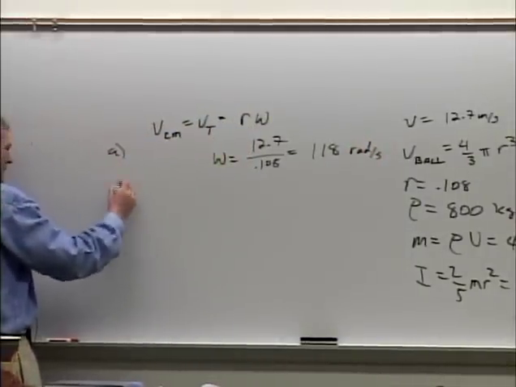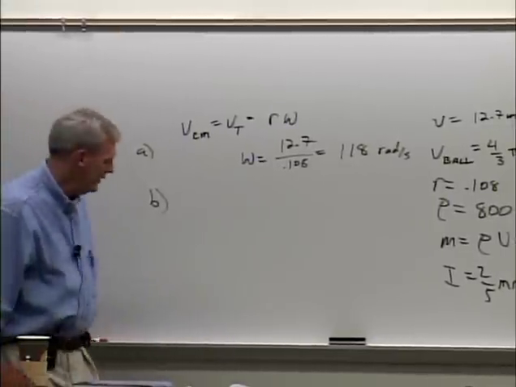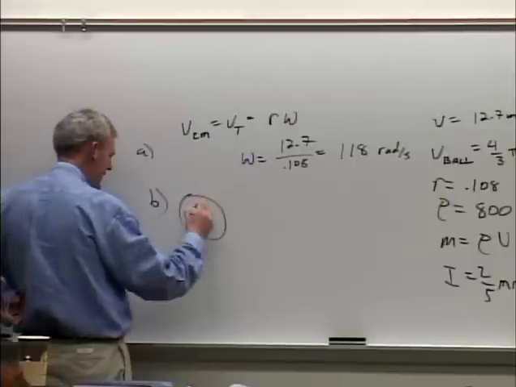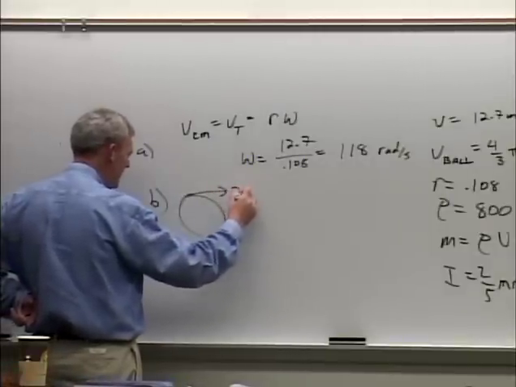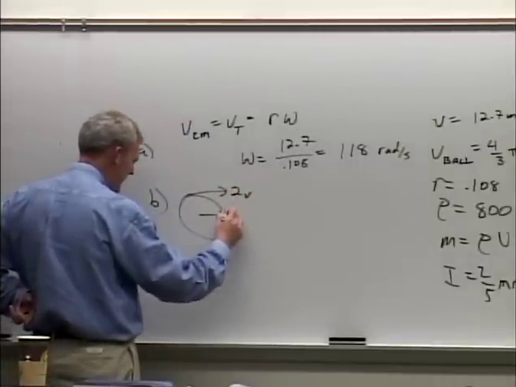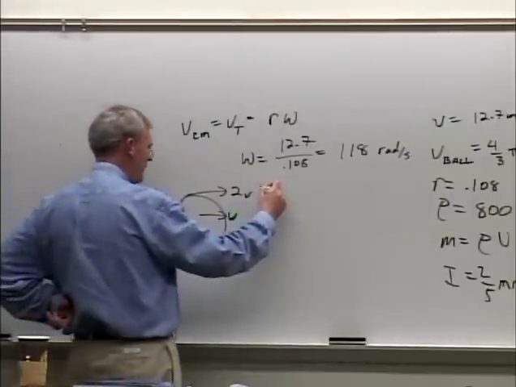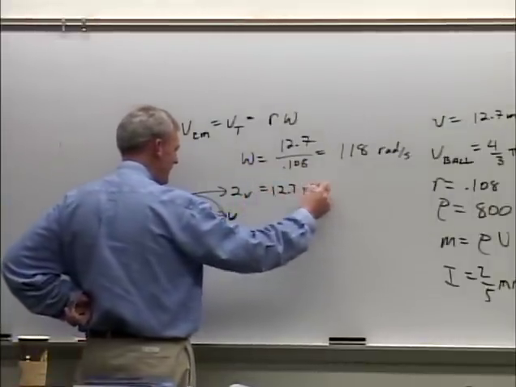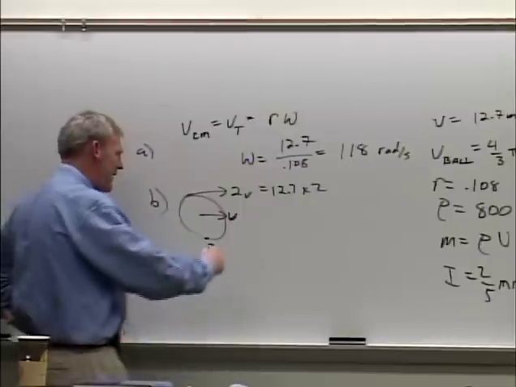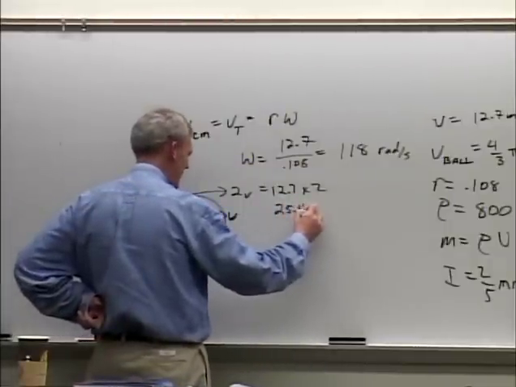B was this guy. You got something rolling. It's going 2V up here, V right here, and 0 right here. So this was just equal to 12.7 times 2, which was 25.4 meters per second.